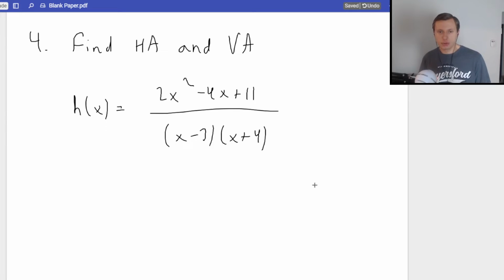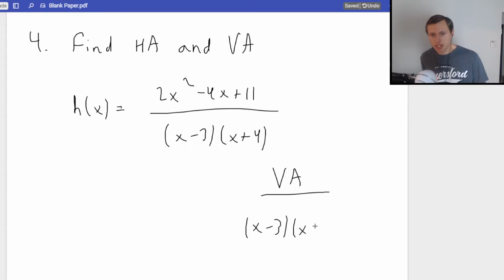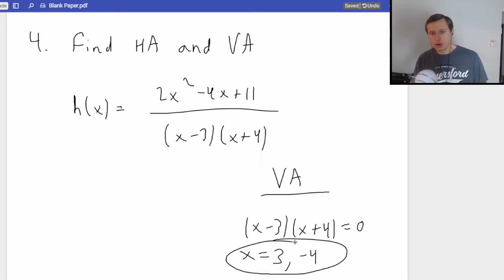So again, we're going to start off with vertical asymptotes because those are always easier. Now this one, I was especially nice to you because it's already in factored form. X minus 3 times x plus 4 equals 0. This is super easy. X is going to equal 3 and negative 4. There are our vertical asymptotes. Any questions on that?